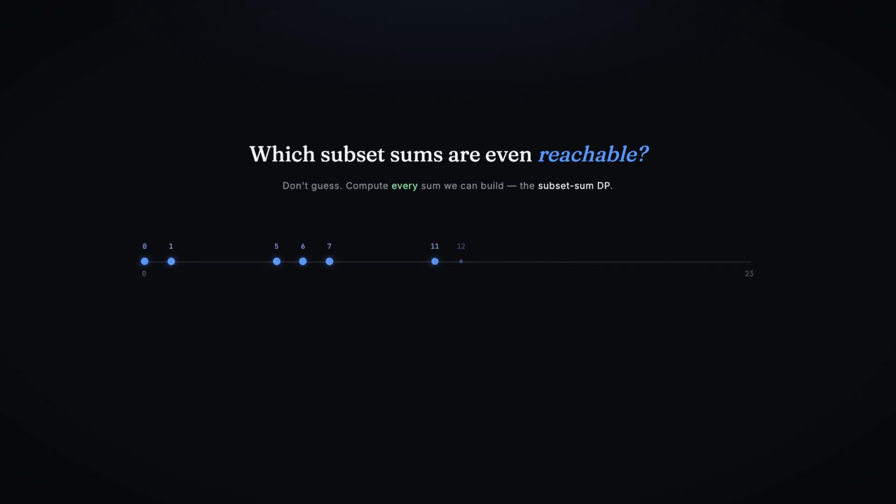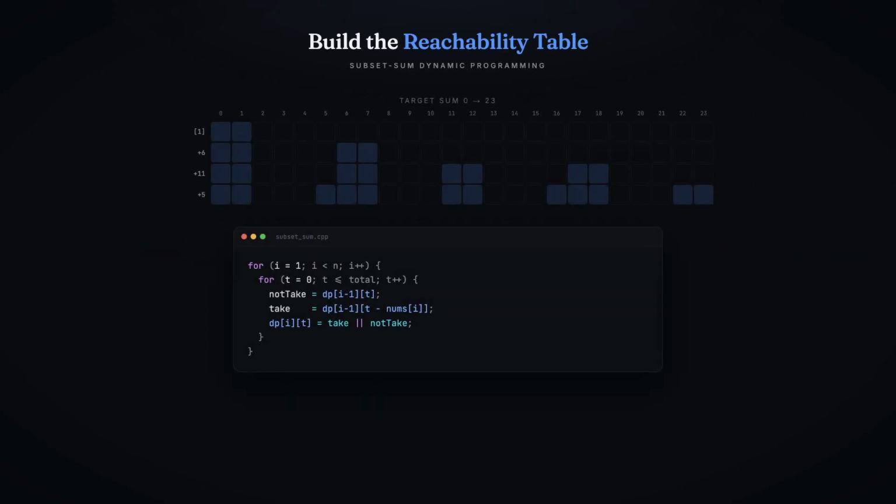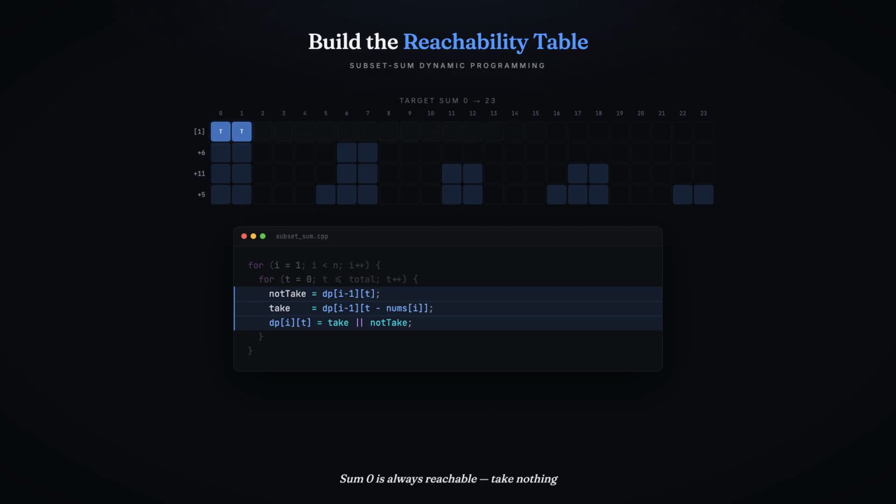So instead of guessing, we compute every single subset sum that can be built from our numbers. This is the subset sum dynamic programming table. We build a grid. Rows are the numbers we are allowed to use. Columns are every possible target sum from 0 up to the total. A cell is true if that sum is reachable using the numbers up to that row. Sum 0 is always reachable by taking nothing.